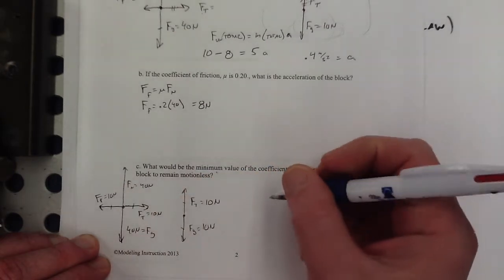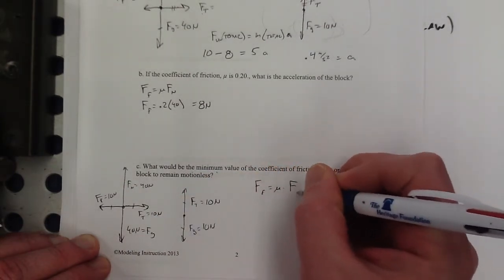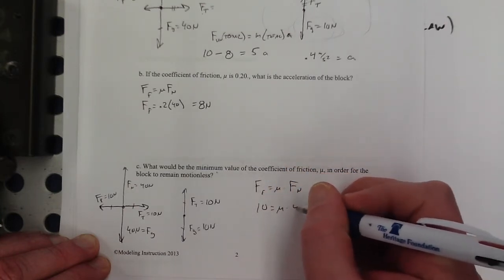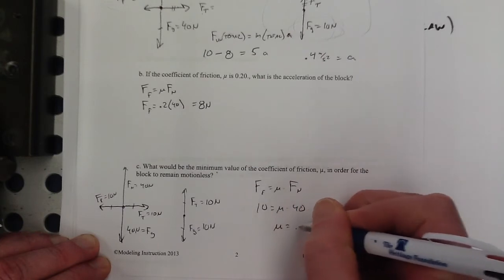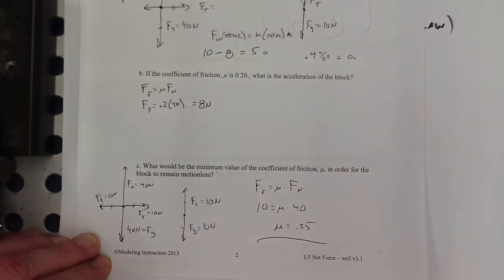So now the force of friction is equal to mu times the normal force. The force of friction is 10. The normal force didn't change, so the mu would have to be 0.25 to keep the blocks from moving.